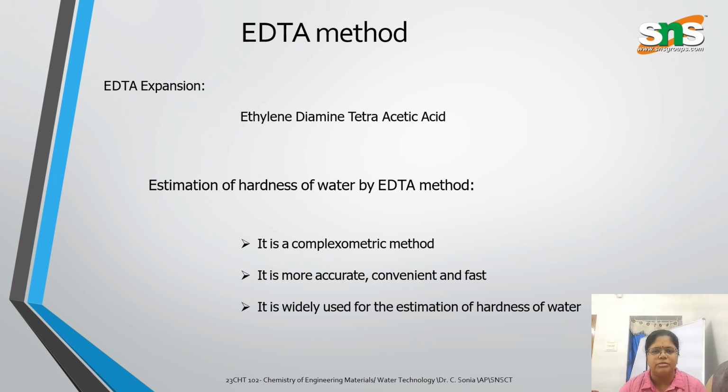So how do you estimate the hardness of the water by the EDTA method? It's actually the EDTA that we're using for finding out the hardness. It is complexed with the hardness causing minerals that are present in the water. So it is a complexometric method, and it is a more accurate, convenient, and fast method. This is the commonly used method for the estimation of hardness of water.